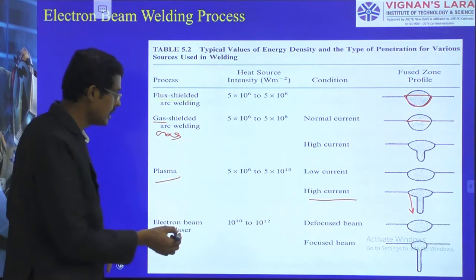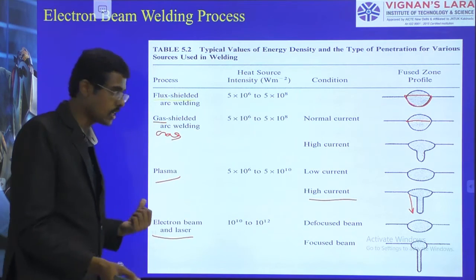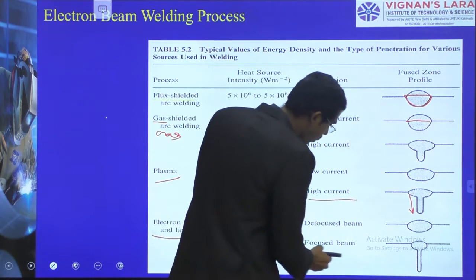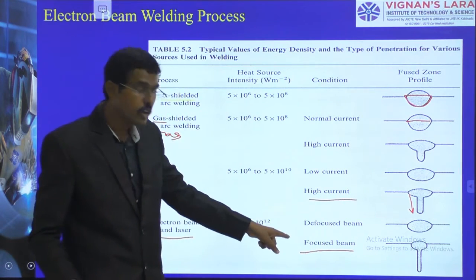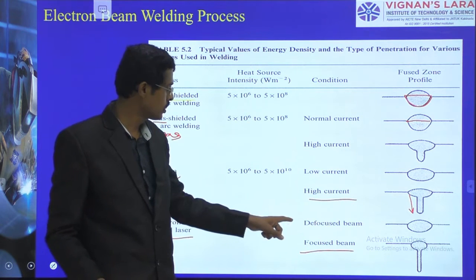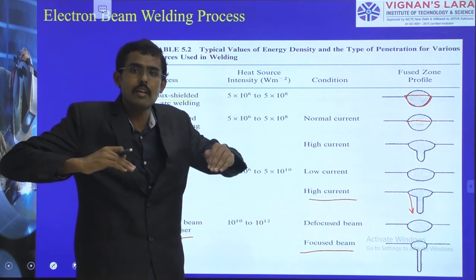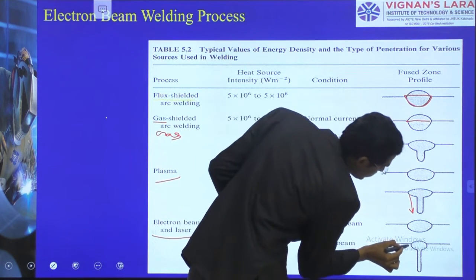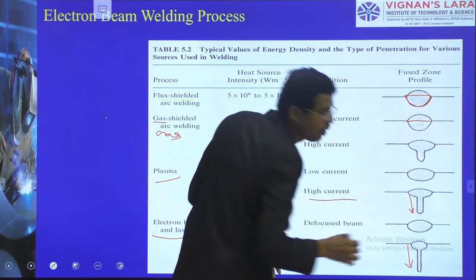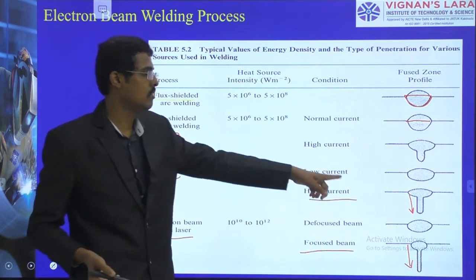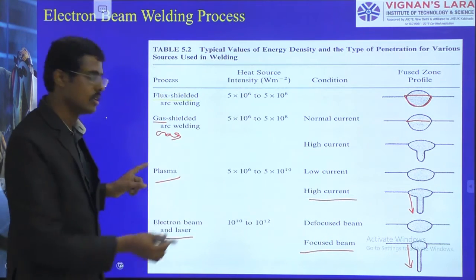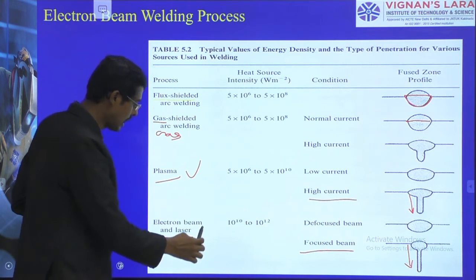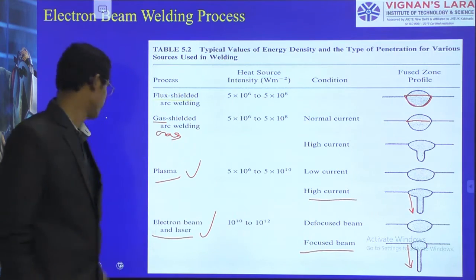And similar to the electron beam we have studied, again with the focused beam and a defocused beam. With the defocused beam, we can weld. With the focused beam, keyhole welding. So we can try to make the keyhole welding process. We have achieved keyhole welding in plasma arc. At the same time, we are achieving electron beam welding also.